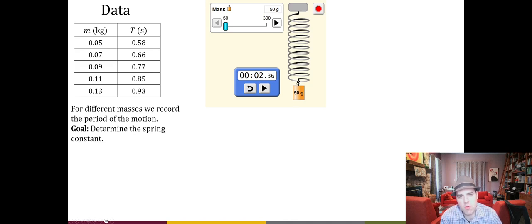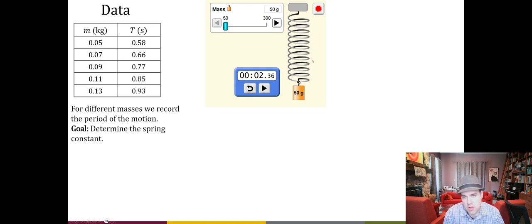We'll pull it down and watch the oscillation of this spring pendulum, and we'll time how long it takes for one full oscillation, or the period. And then we're going to change the mass out and record the period in that new situation. That will give us a big table of data of different masses along with their corresponding periods that we measured. Our goal here is to get the spring constant of our spring.